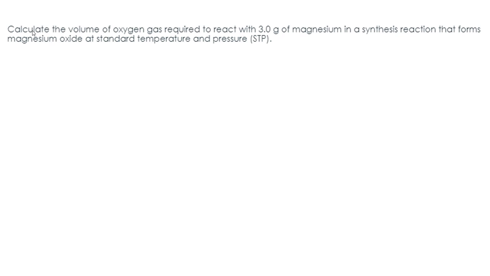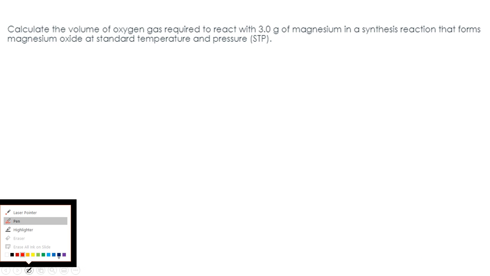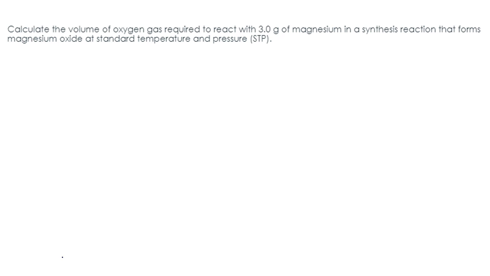And here are answers to our next review quiz question. So here we need to calculate the volume of oxygen gas required to react with 3 grams of magnesium in a synthesis reaction that forms magnesium oxide at standard temperature and pressure. There's a lot of information in that question. We're going to go ahead and start with a balanced equation since we don't have one already.